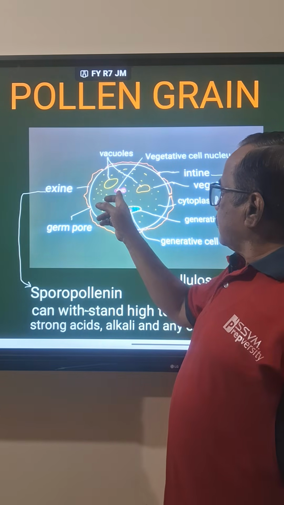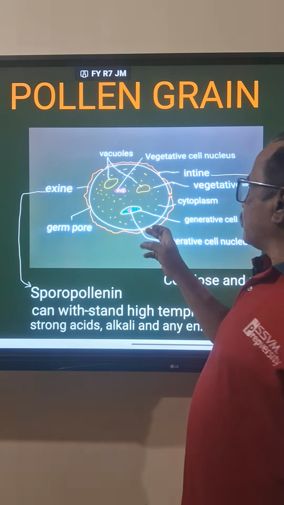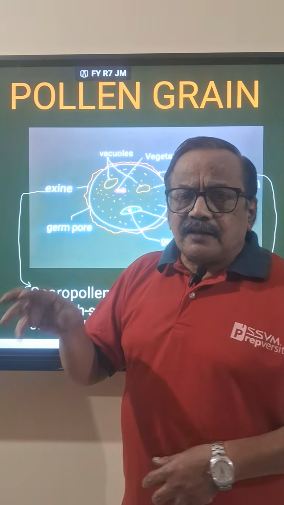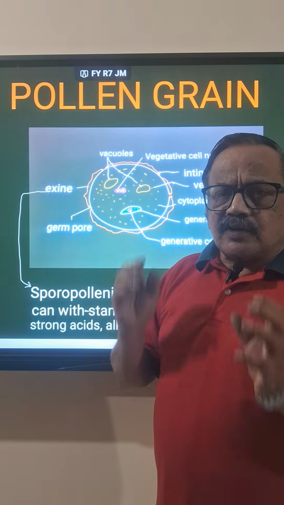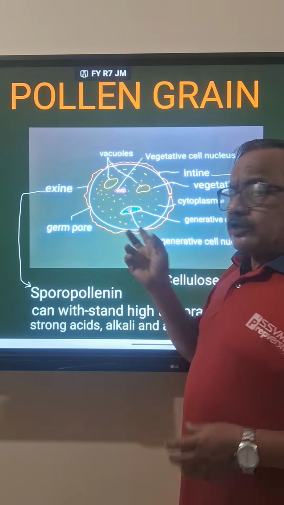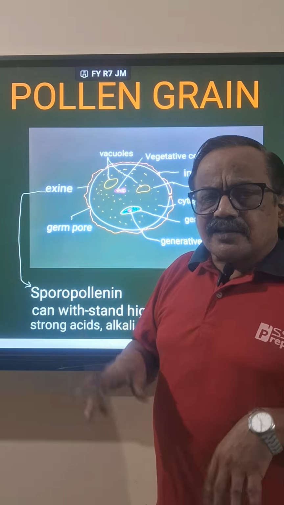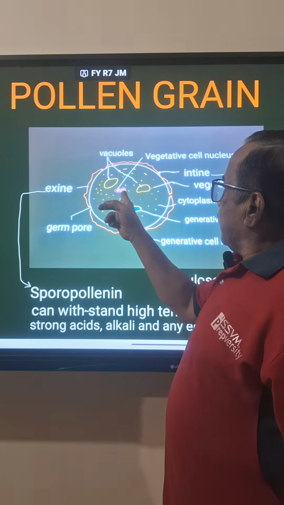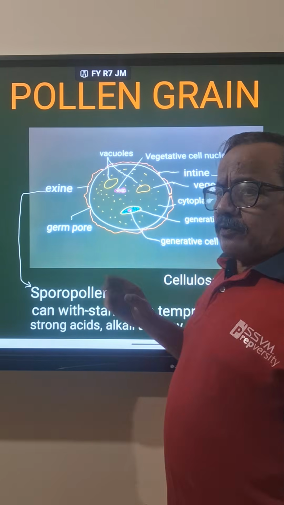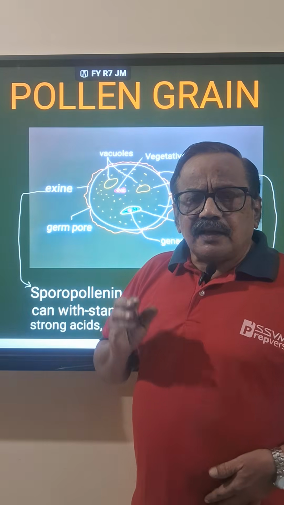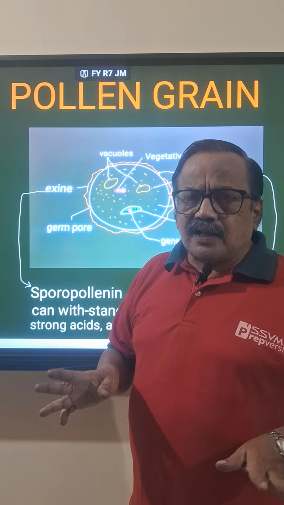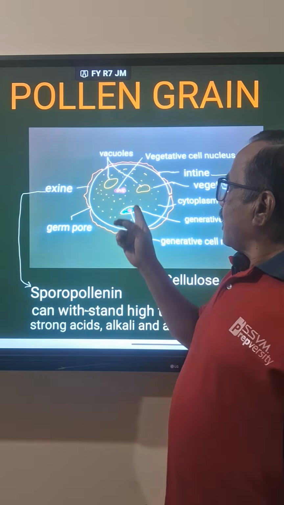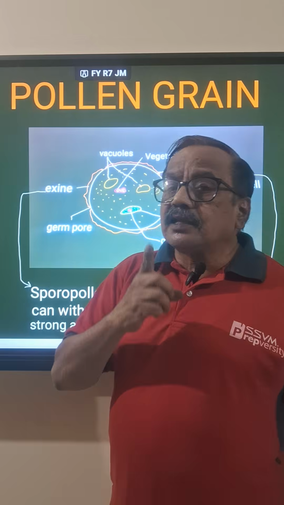One more thing is that the small generative cell is present inside the vegetative cell. This is also a neat point, because the cell present inside the cell after the mitosis is the pollen grain. Next, the vegetative cell nucleus is larger and has an irregular shape, and vacuoles are present in the vegetative cell.